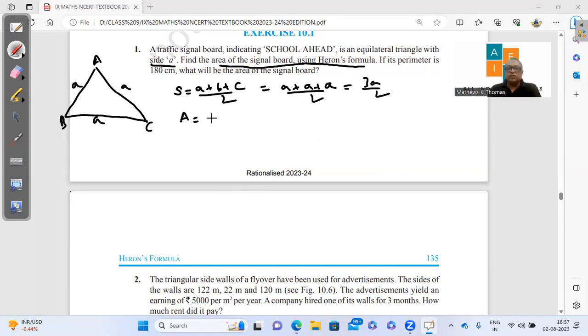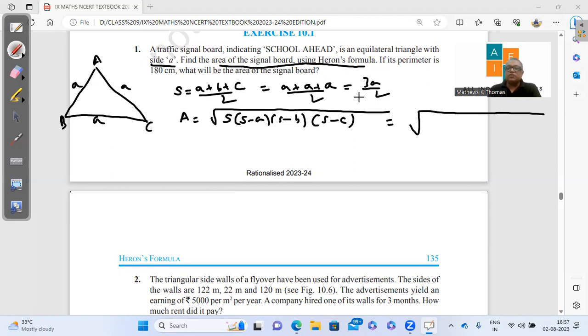Now, as mentioned, the area by Heron when three sides are given is root of S, S minus A, S minus B, and S minus C. So this is going to be root of S. S value is 3A by 2. I'm going to put that. Then 3A by 2 minus A. Again 3A by 2 minus A. Again 3A by 2 minus A. All the three brackets are going to be same. The reason being that the three sides are A itself.